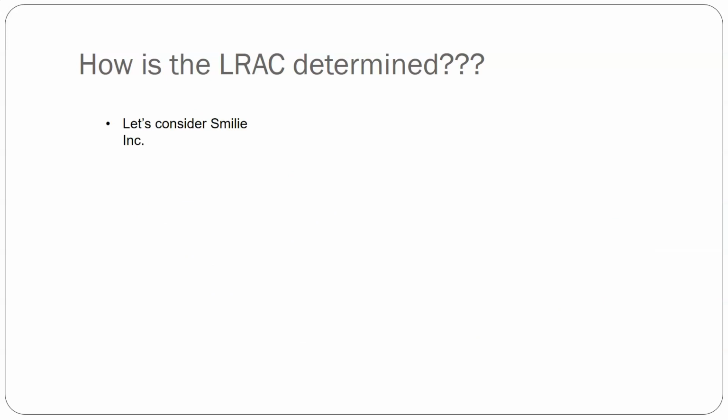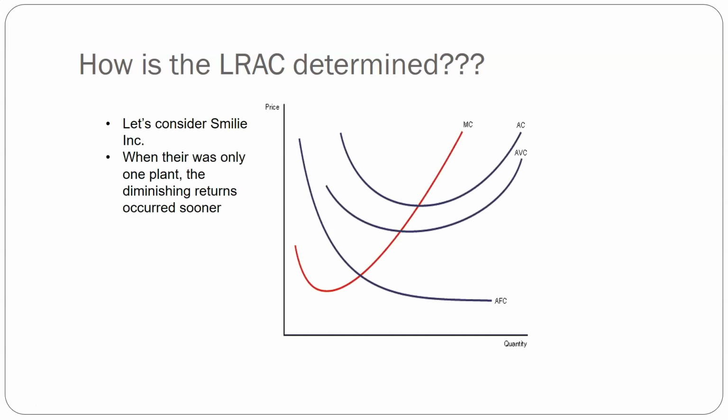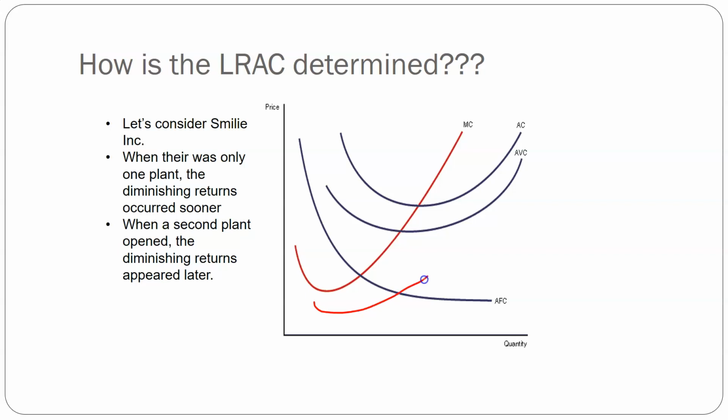Now, why does it look this way? Well, let's think about that Smiley Inc. place again. When there's only one plant, you hit the diminishing returns. But if you have a second plant, those workers can produce a little bit more stuff. So their marginal cost curve maybe goes down a little bit further that way. Why? Because if you produce this quantity, 1, 2, 3, whatever else, it used to cost a lot to produce that. It used to cost, I don't know, $10 to produce, but now it costs $5. Why?